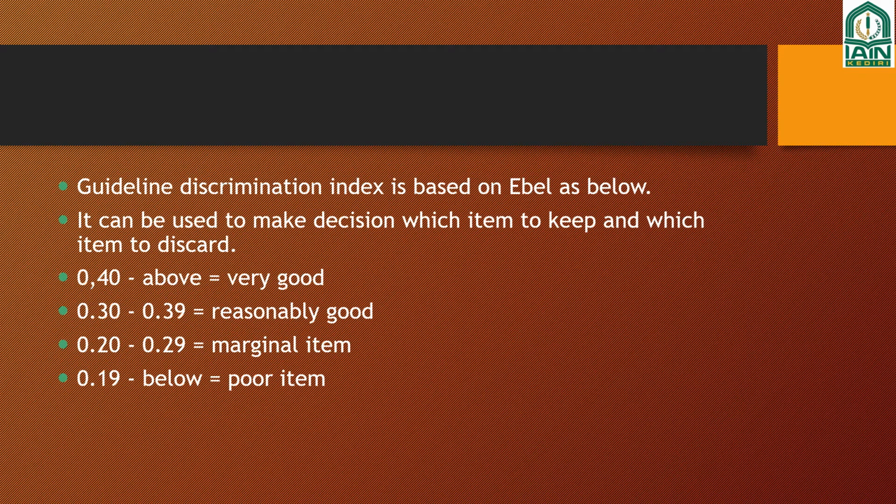Alright, the next is the discrimination range based on ability. 0.40 and above is very good. 0.30 to 0.39 is reasonably good. 0.20 to 0.29 is a marginal item. 0.19 and below is a poor item. It can be used to make decisions about which items to keep and which items to discard. So you can write down the discrimination index formula in the formula bar of Microsoft Excel.